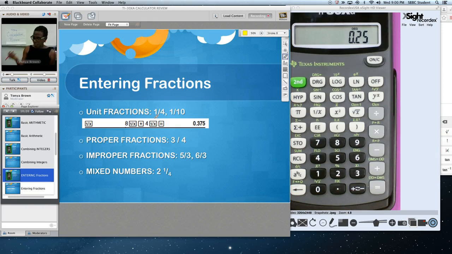Let's try another one. What about 1/10? Let's clear that out. How am I going to enter it? Am I going to hit the button first, or am I going to press 10 first?